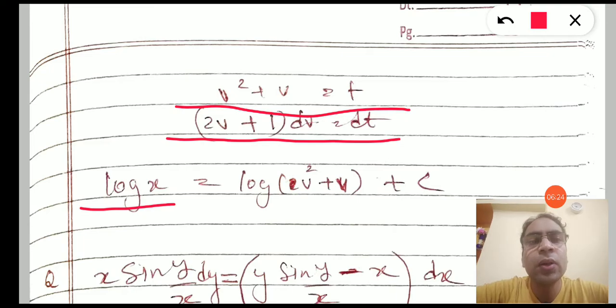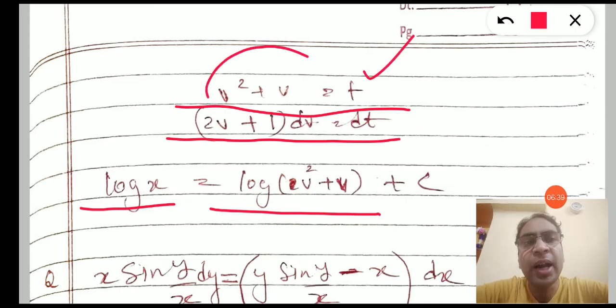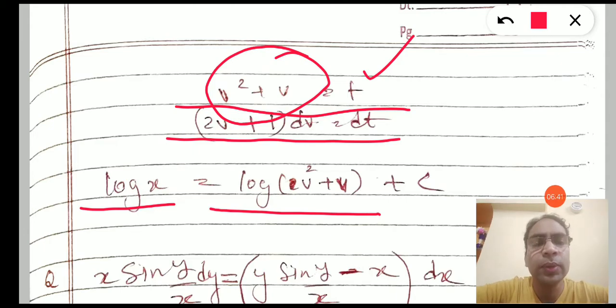The LHS is log of x and the RHS will be log of v square plus v plus c. So the integral of 1 upon t will be log of t. Then we will substitute the value of t back, which we have assumed. So this is the solution of the homogeneous equation.